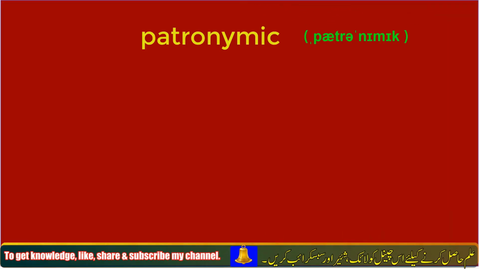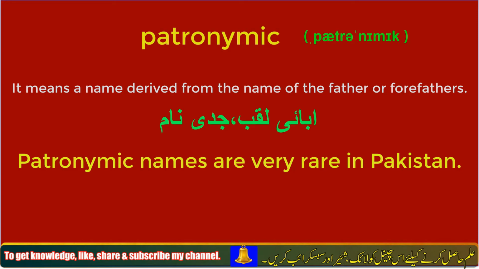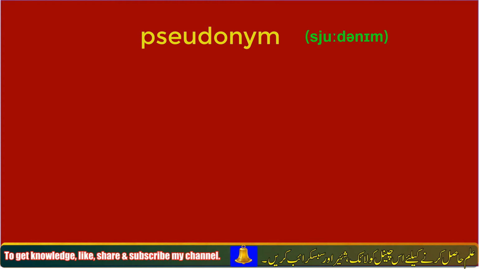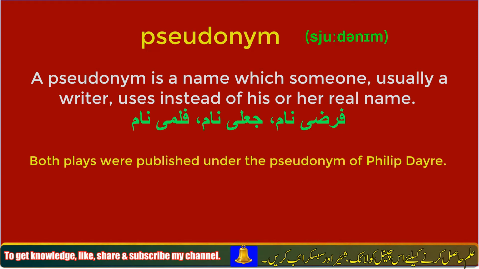Patronymic. It means a name derived from the name of the father or forefathers. Patronymic names are very rare in Pakistan. Pseudonym. A pseudonym is a name which someone, usually a writer, uses instead of his or her real name. Both plays were published under the pseudonym of Philip Dare.